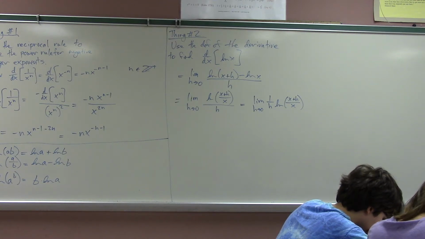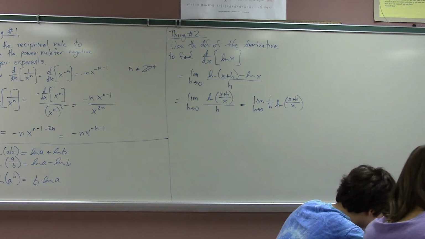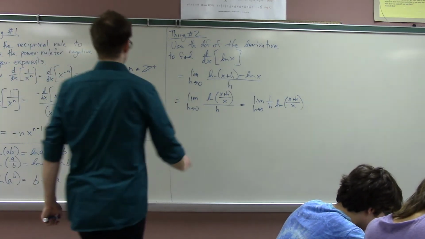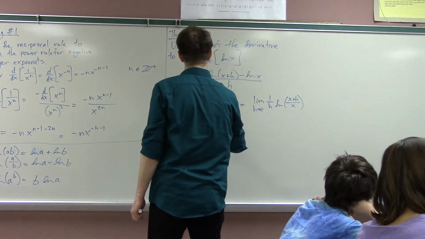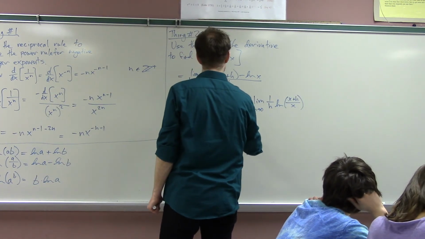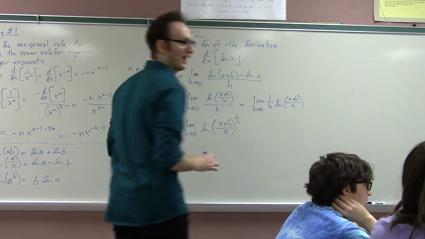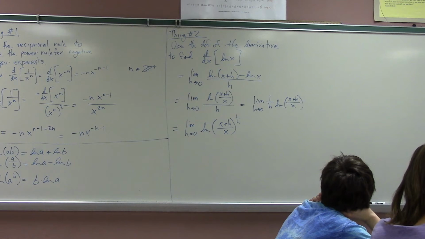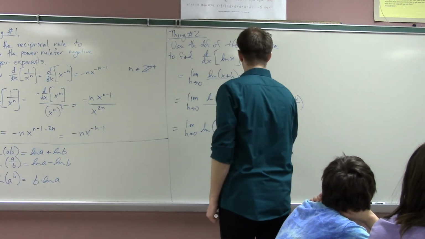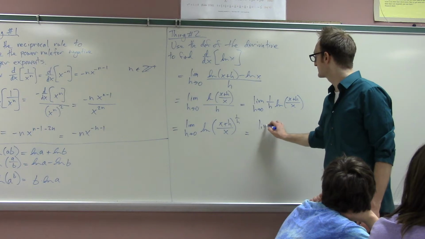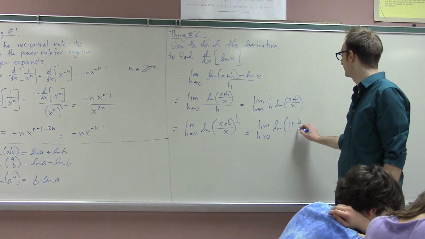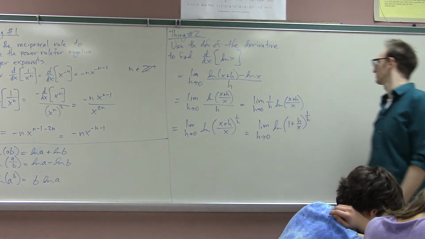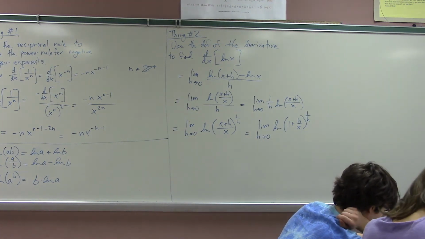So someone say it. What should we do? Pop up the 1 over h, right? Yeah, exactly. So we could pop up the 1 over h, so this becomes 1 over h times the ln of 1 plus h over x. This can also be mildly rewritten as the limit as h goes to 0 of the ln of (1 plus h over x) to the 1 over h, which is starting to look kind of familiar now, right?